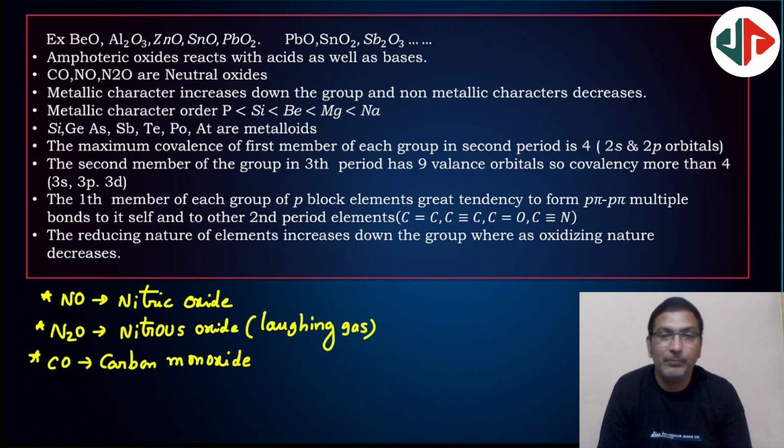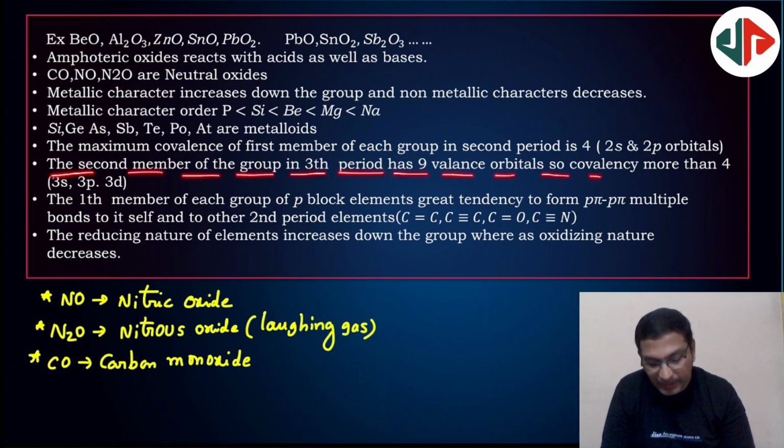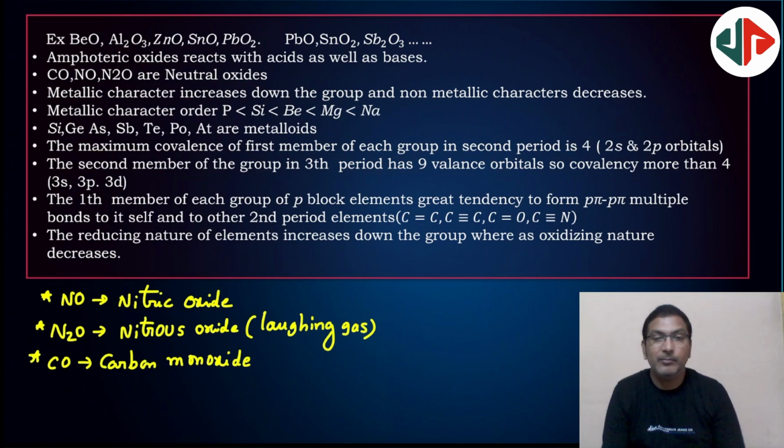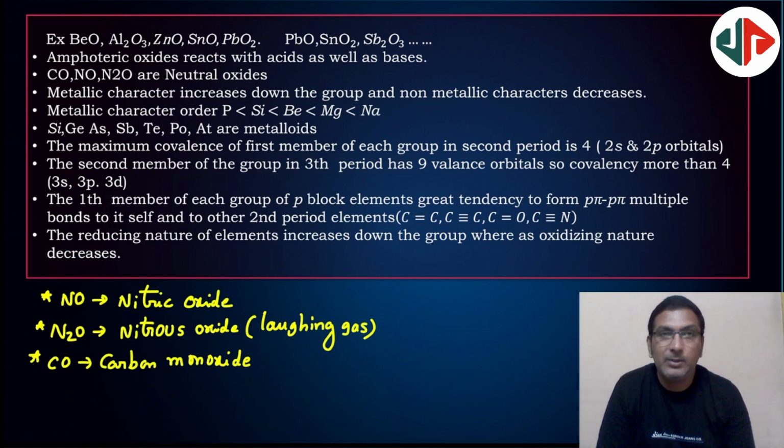is 4. Next, second member will be having d orbitals. Therefore, covalency will be more than 4, whether it may be 5 or 6. So due to the presence of d orbitals in second member of any group, they can expand their valency to either 5 or 6. So first element of any group possesses maximum covalency 4. Second element possesses valency more than 4, that is 5 or 6.